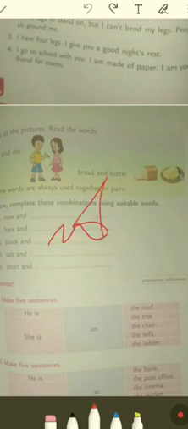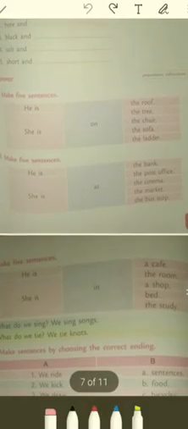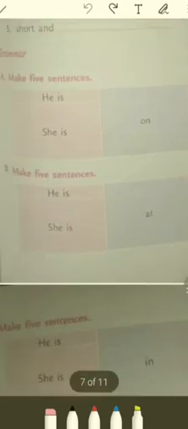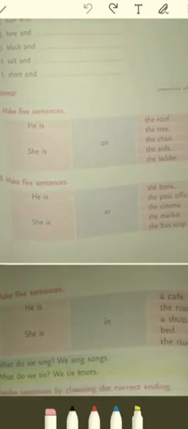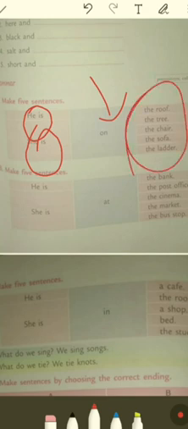White, right? Try the rest on your own. Simple. Salt and pepper, right? Here is grammar. You are asked to make 5 sentences using words given in column 1 and 1 word given in column 2 and 3. Clear? Just 5 sentences.